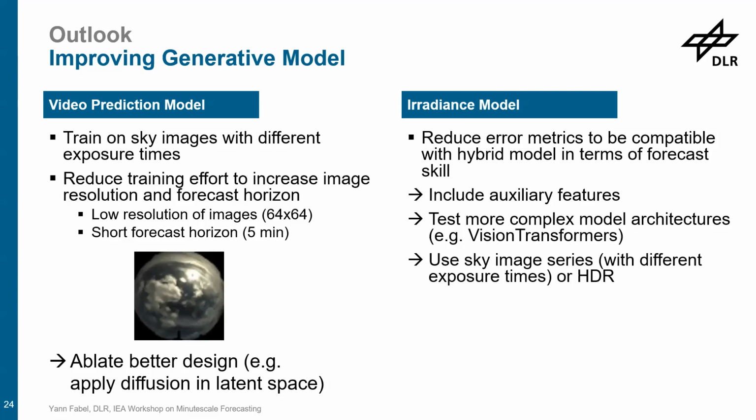And for the irradiance model, we also want to get better because we can still see that there's quite a gap between predicting from real images, which would be the perfect forecast, and from the video prediction models. There we want to include some features to get rid of the bias that we've seen, and try some more complex architecture. So maybe not just CNNs, but also some transformers. And maybe not only using one image with fixed exposure times, but multiple images, or maybe also HDR images. That's basically it.